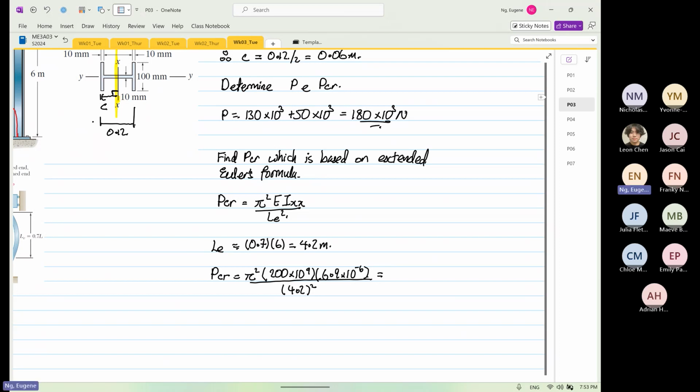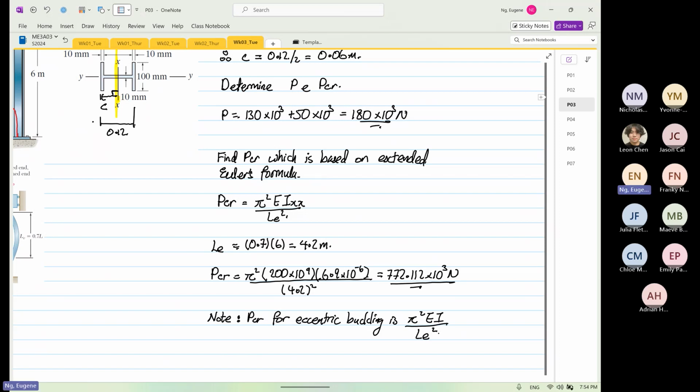So I get 772.112 times 10 to the power 3 Newton. So take note, I'm going to write this note: PCR for eccentric buckling is pi squared EI over LE squared.